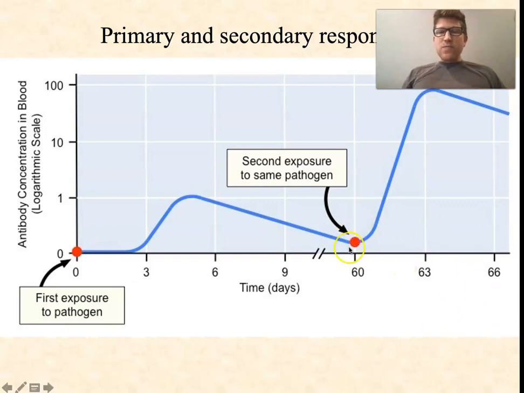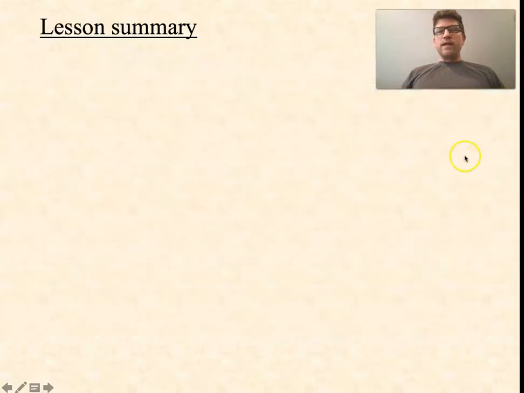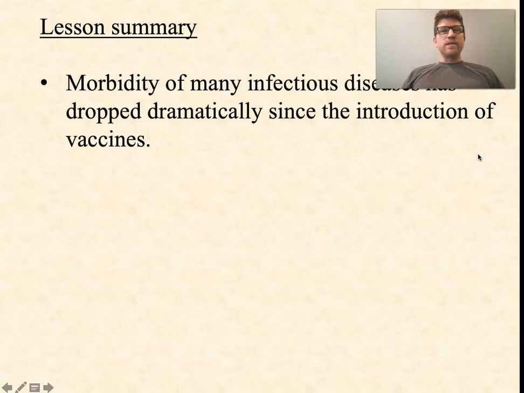We're trying to get to this point here so that if the first exposure is the vaccine, then we hopefully don't get sick, but we do sometimes. The second exposure is when we see the real pathogen and we never even know we saw it, because that memory population of T cells and B cells and circulating antibodies clears the pathogen before it ever starts an infection in our bodies. All right, let's summarize some of the key take-home points.